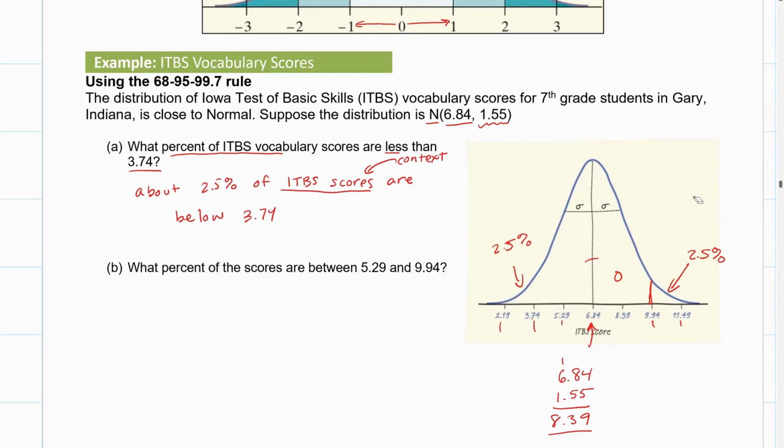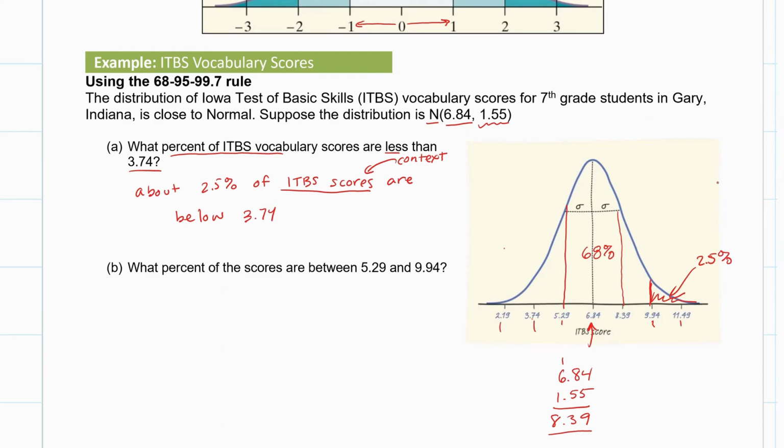Let's do it again. I'm going to erase what I put in here. And then the second one, we're going to say, what percent are between 5.29 and 9.94? Well, we already know a couple of things, like this area here, because of the earlier work, is 2.5%. We also know that between these two lines, we have 68%. Let's see if we can pull all these things together.